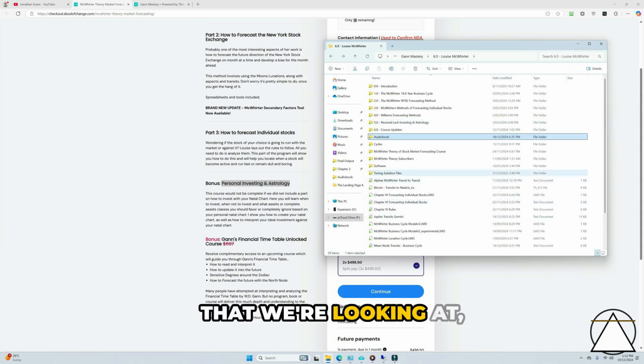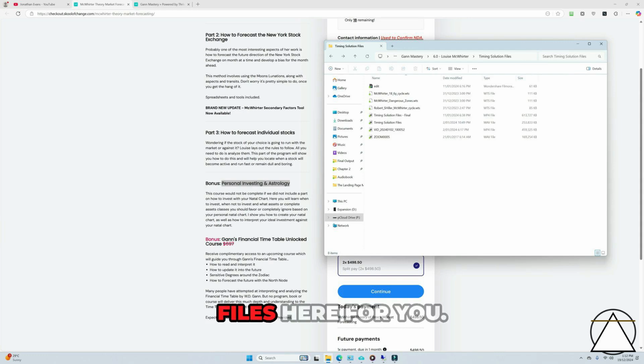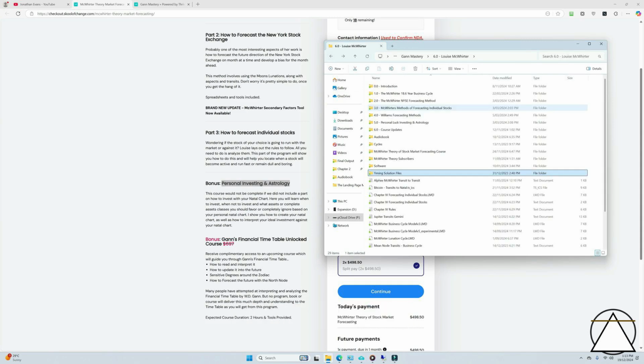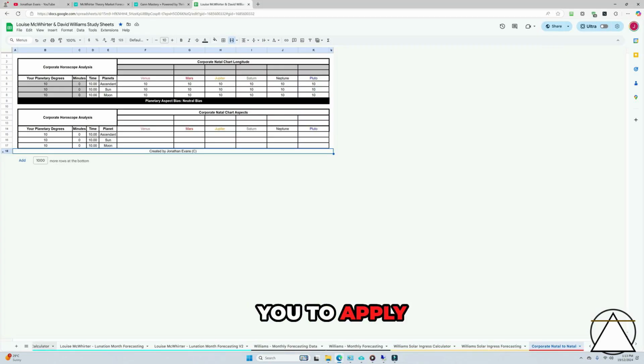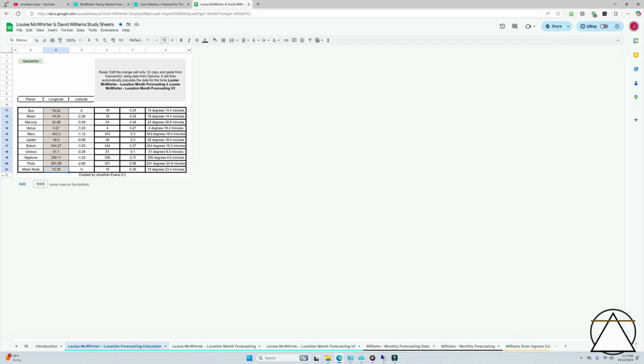So other things that we're looking at, we've got the timing solution files here for you. We've got dangerous zones, McWhirter's dangerous zones, McWhirter's 18.6-year cycle, McWhirter cycles. I provide you the actual WTS files and timing solutions if you use that software. I'll show you how to use them too. And we've also got the actual tool itself, which is going to enable you to apply McWhirter's methods. So again, all the tools get updated over time. This is just the ones that we're currently using.